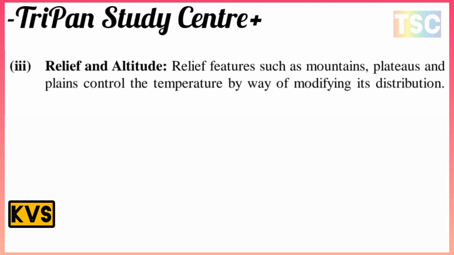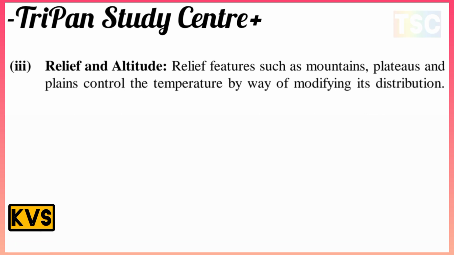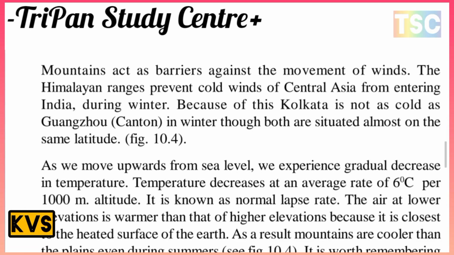The next, third point, is relief and altitude. Important relief features such as mountains, plateaus, and plains control the temperature distribution. The mountain acts as a barrier against the movement of winds.